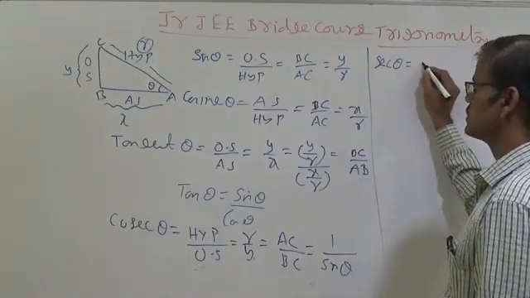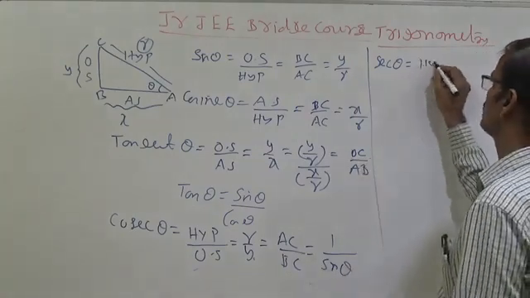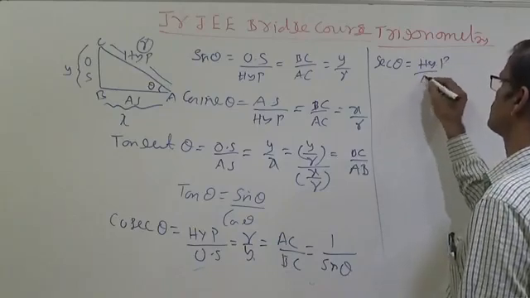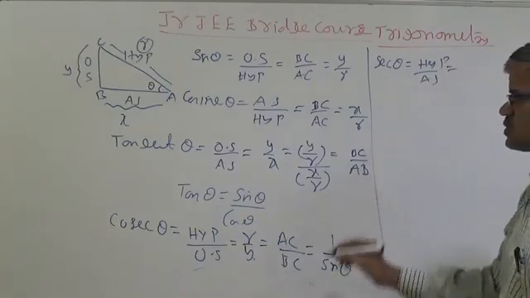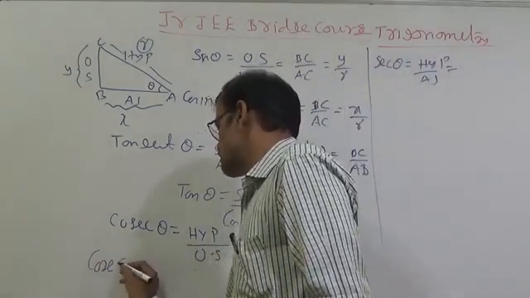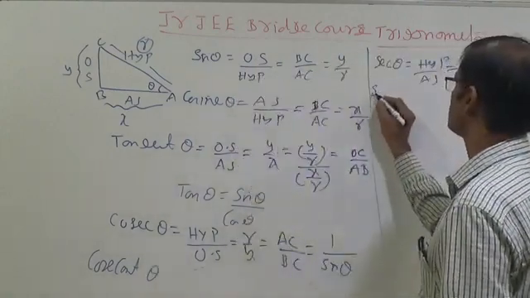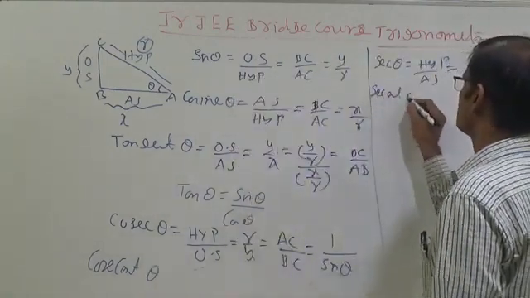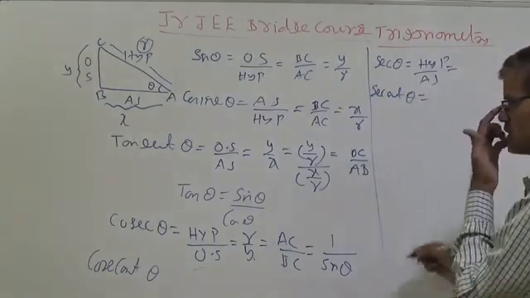Secant theta. Secant theta means the definition is hypotenuse by adjacent side. Here cosecant theta means, the full word, C-O-S-E-C-A-N-T theta, cosecant. This is secant theta. Secant theta is equal to hypotenuse by adjacent side.